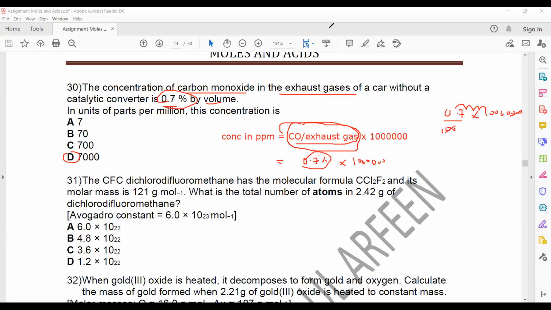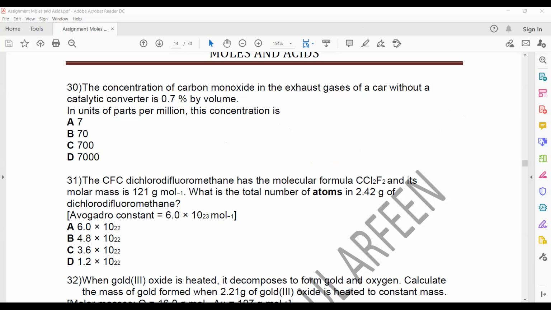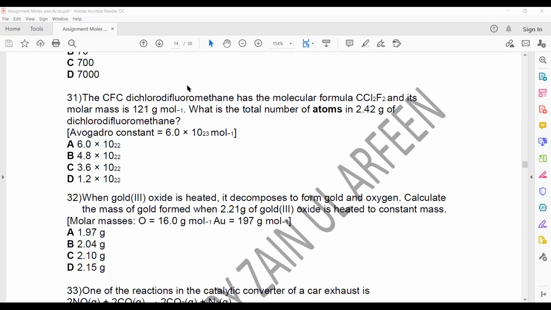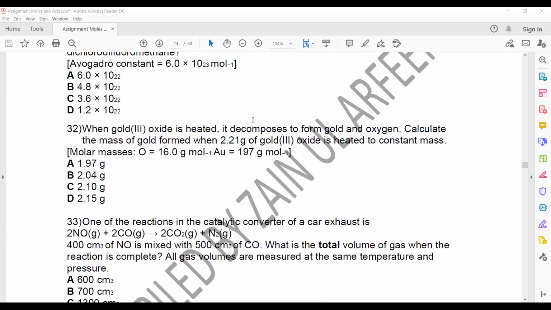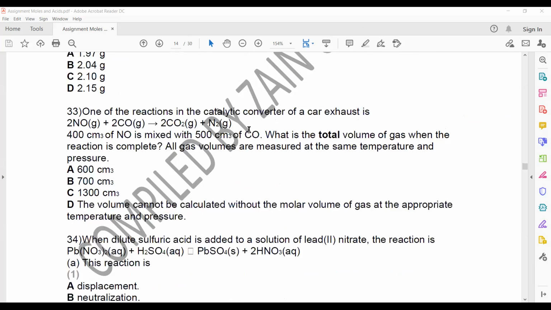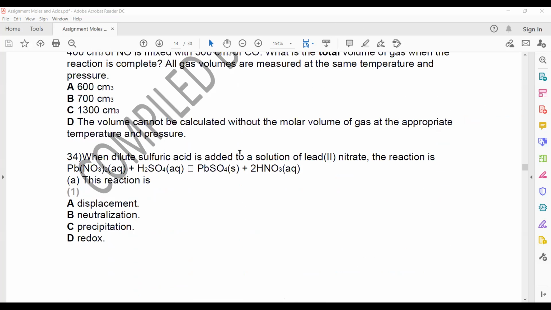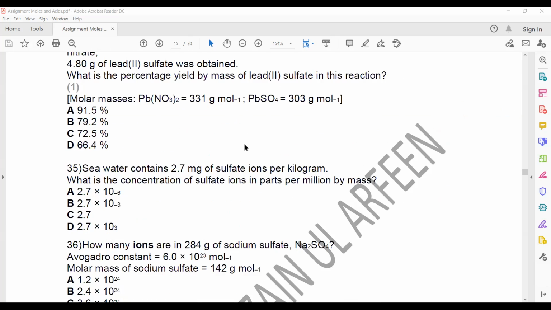So tomorrow I will continue, meaning next class I will continue this moles and acid topic. I will share this file with you, but you cannot solve all the questions right now. Only specific questions, the topics which we discussed today, moles and concentration in parts per million. Only those questions you will solve, and leave the remaining questions.